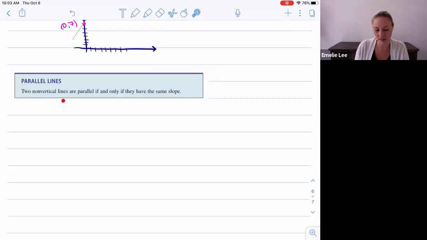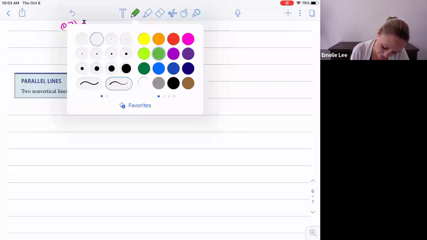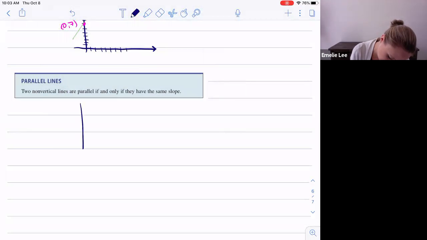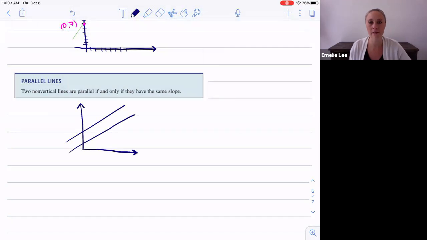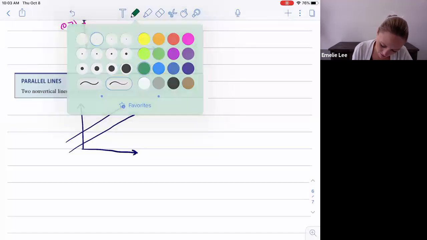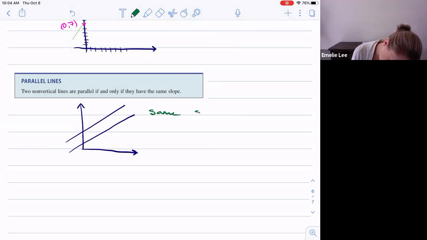So 2 non-vertical lines, so they can't be like this. So 2 non-vertical lines are parallel if and only if they have the same slope, right? And so 2 parallel lines look something like boom, boom. Okay. If they have the same slope, let's see here. Same slope means they'll never cross, right?